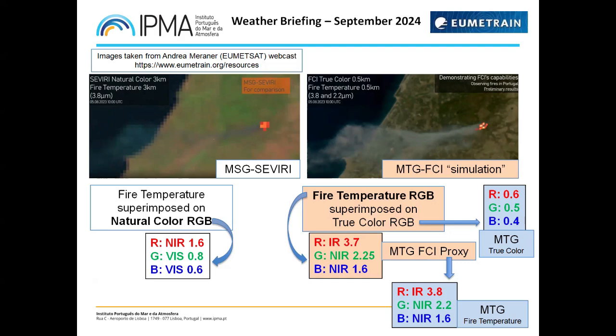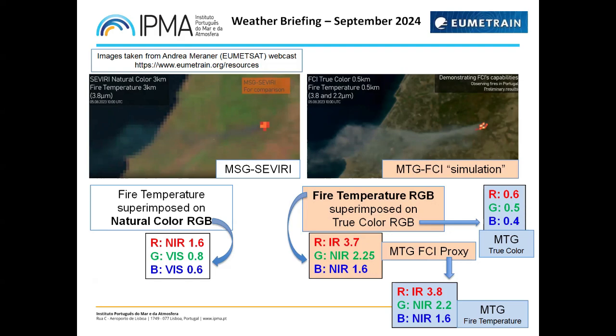The true color RGB in FCI will use the 0.4, as you can see on the right, a new channel, the 0.5 and the 0.6. And having the new channel 0.4 will provide a better detection of smoke plumes because of its smaller wavelength.